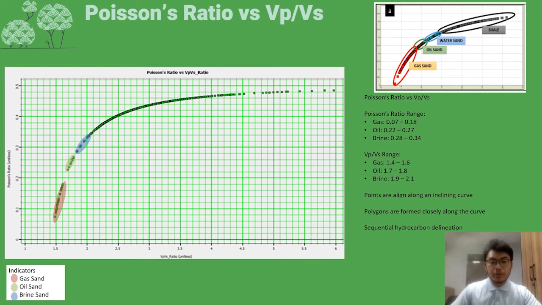Next is the cross plot of Poisson ratio versus Vp over Vs, and we can see here the points are aligned along an inclining curve line. At the top, blue is brine, below in green is oil, and in red is the gas zone. The polygons are closely formed along the curve. This cross plot can also be used for sequential hydrocarbon delineation.